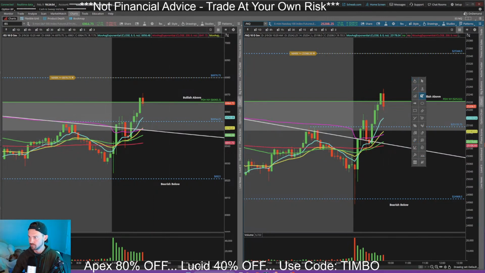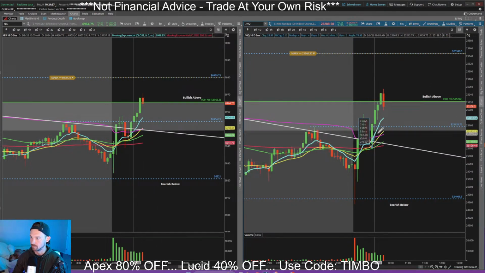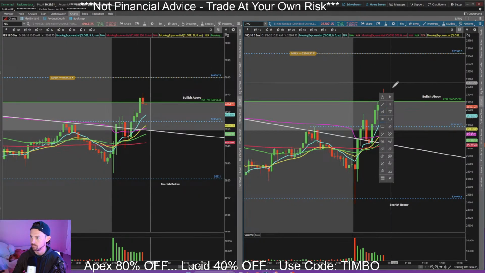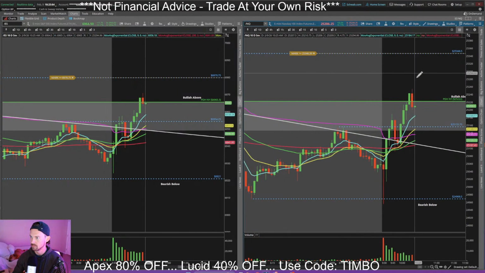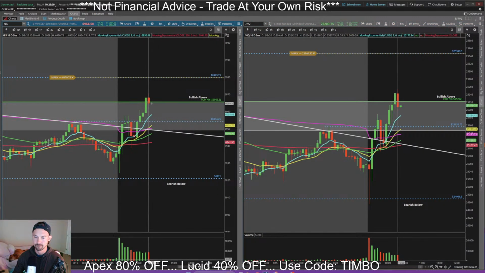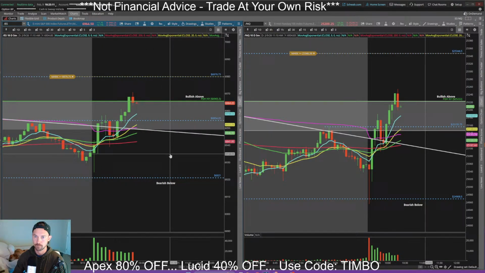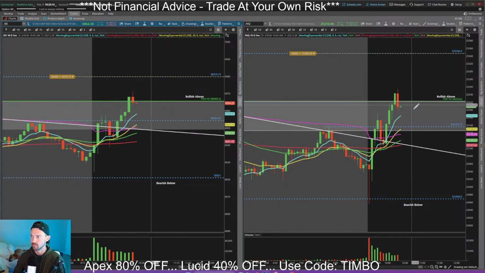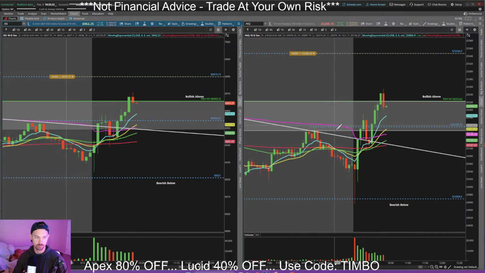So this leg up, like 150 points on that leg up, somewhere around there on Nasdaq. Let's see if the bulls can get it back above previous day high here on NQ. It might still need to pull back a bit more.